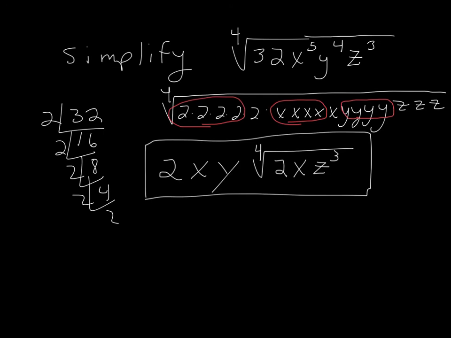The way you know you're done is you look inside here and just make sure there's no sets of four of anything left. Like this 2 is broken down. You can't do anything with that. There's only 1 x and there's only 3 z's. You're not done if there's anything inside of here that could somehow be broken up into 4 of the same thing. And we don't have that here, so we know we're done. We also, remember, got rid of all of them. That's what all this is.